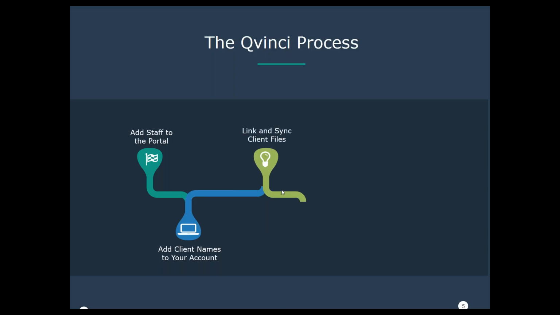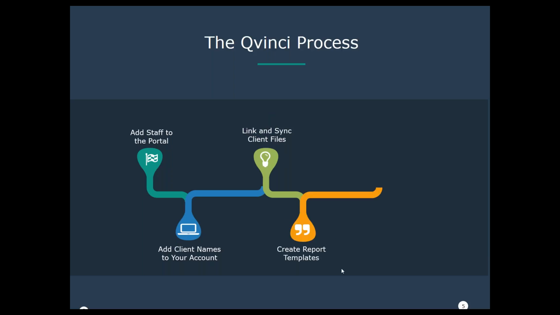After that, we link and sync the client files. If you've ever worked with QuickBooks Online, you know that a simple link and sync with QuickBooks Online often takes less than a minute on a per client basis. It's as simple as logging in, giving the admin rights, clicking I authorize, and you're done. If they're QuickBooks Desktop, it's a very quick process. It takes about 5 minutes. Downloading our sync app handshakes with Qvinci and the accounting file, and we're off to the races.